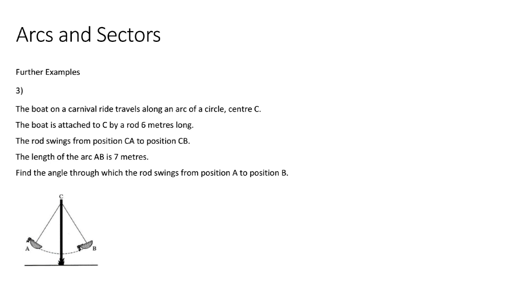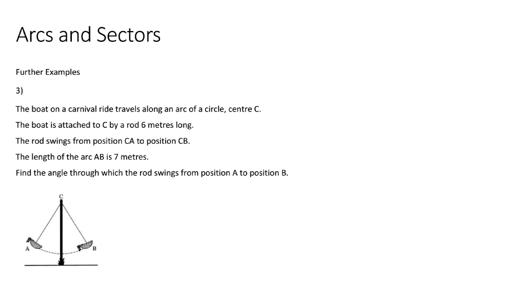Okay, last example then, a bit of a more worded question, where we potentially have to draw our own diagram. So we're told that the boat on a carnival ride travels along an arc of a circle, centre C. The boat is attached to C by a rod that is 6 metres long. The rod swings from position CA to position CB. The length of the arc AB is 7 metres, and we're asked to find the angle through which the rod swings from position A to position B.